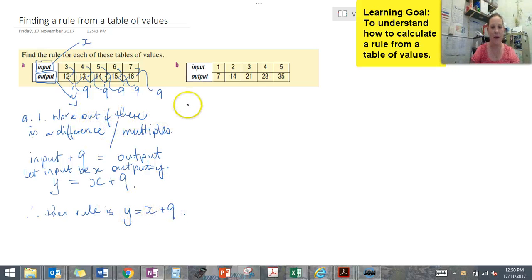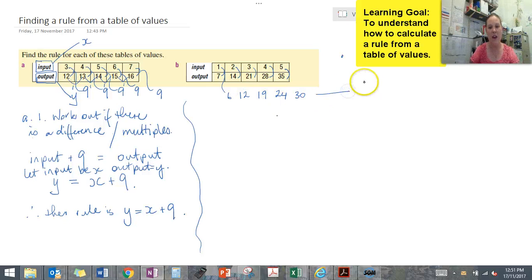When we look at B, in this case we look at a difference, like we did before. So this time, let's look for that difference. So that's 6. The difference here is 12. The difference here is 19. The difference here is 24. And the difference here is 30. So unlike this one where they were all the same, the differences are not the same.